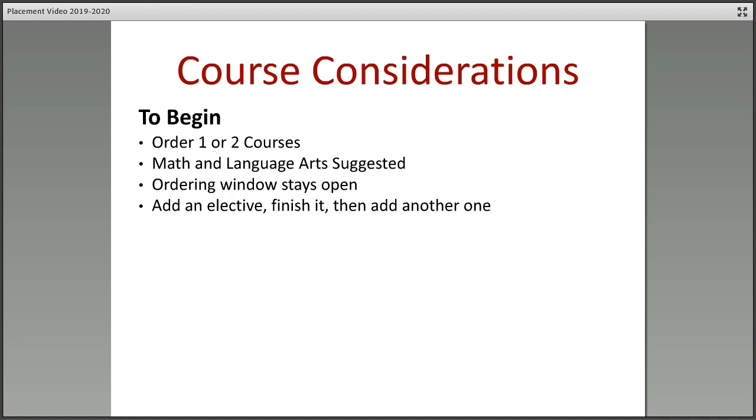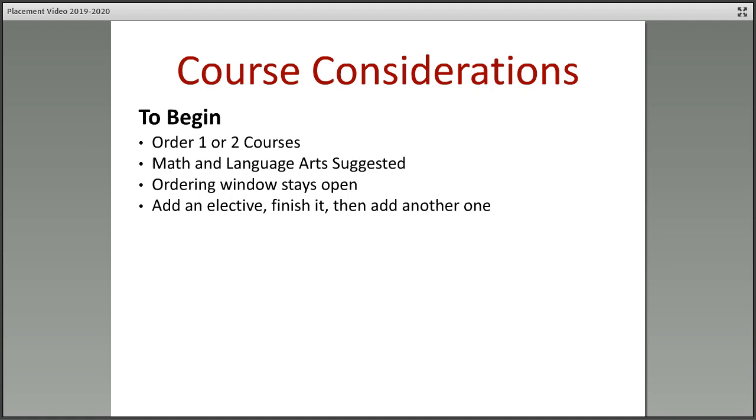You do have the option to add other courses throughout the year because our ordering window stays open. You can add up to 5 courses in the school year. You can choose to add an elective, finish it, and add another one. Or after you feel comfortable with math and language arts, you can choose to add some other courses at any time. Maybe you want to start with art and history. It is up to you.